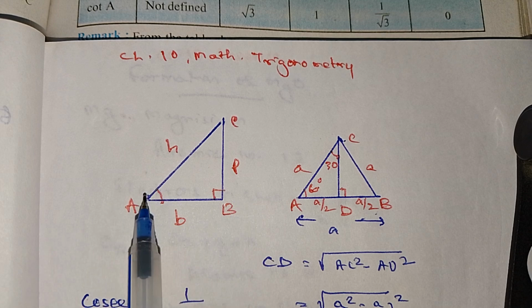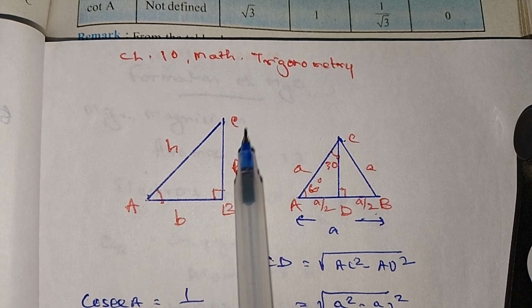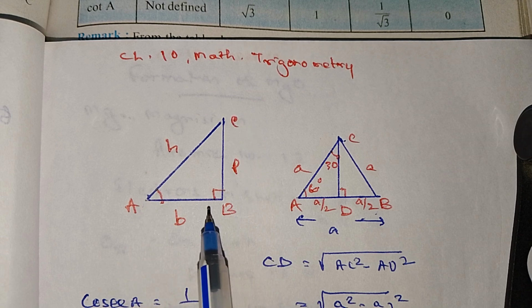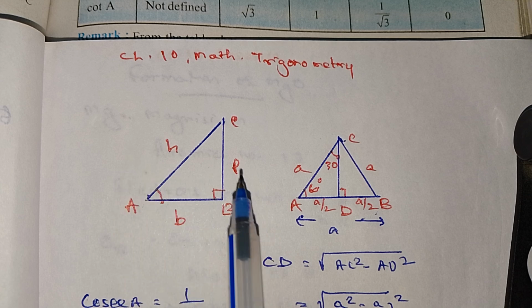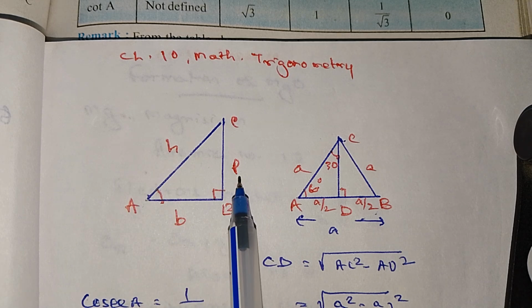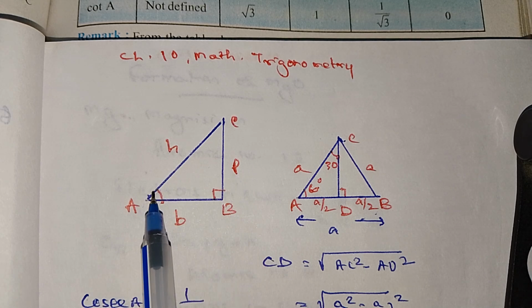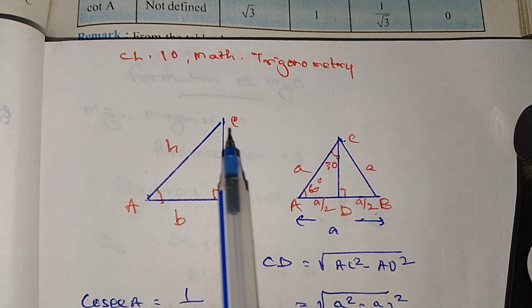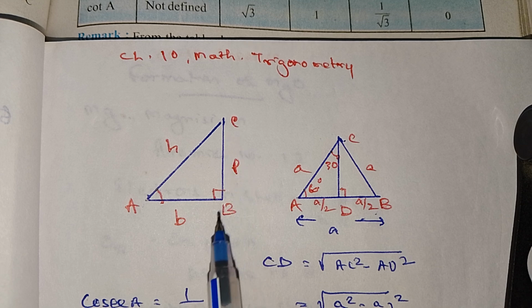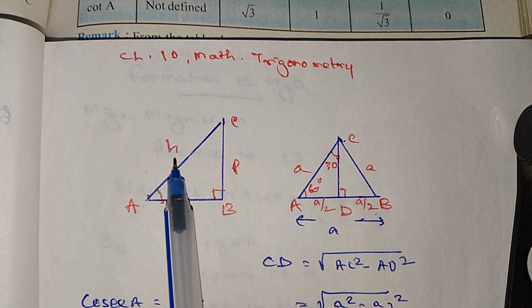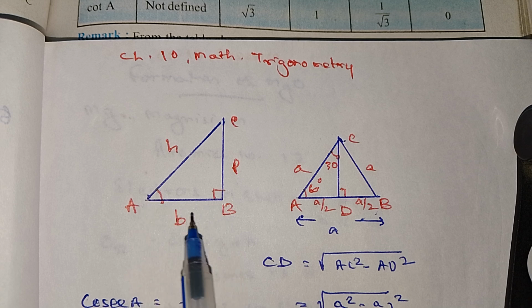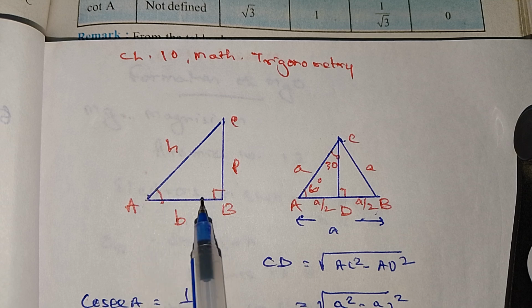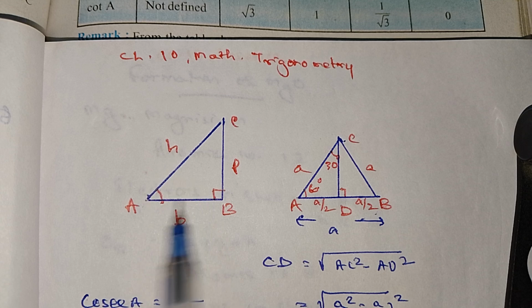So if angle A is 0, then C will coincide with B and the perpendicular will be 0. So sin 0 is equal to P by H is equal to 0 by H is equal to 0. Sin 0 is equal to 0. Then when C coincides with B, the hypotenuse and base become equal. So cos 0 is equal to B by H is equal to 1 by 1, which means 1.